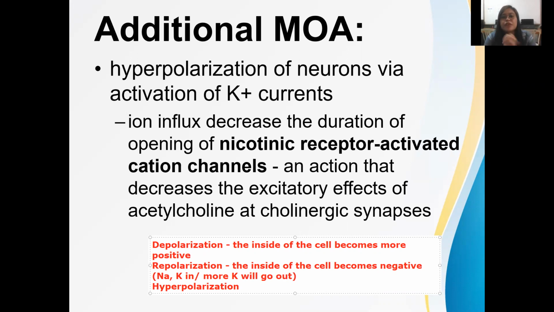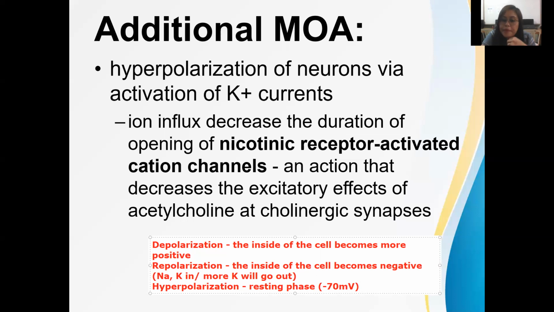So if potassium goes out, remember that potassium is positively charged, so the positive charge inside the cell decreases. So it becomes more negative. We call it repolarization. And when you say hyperpolarization, remember that the original resting phase, the current in the membrane is negative 70 millivolts. We call that the current in the resting phase.